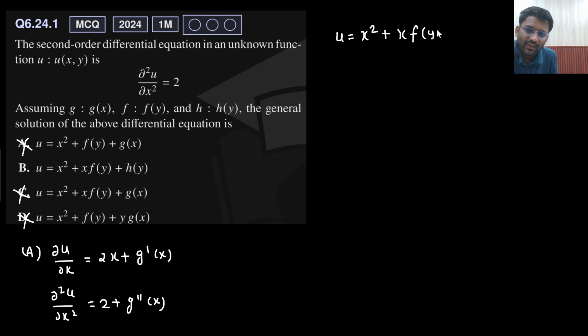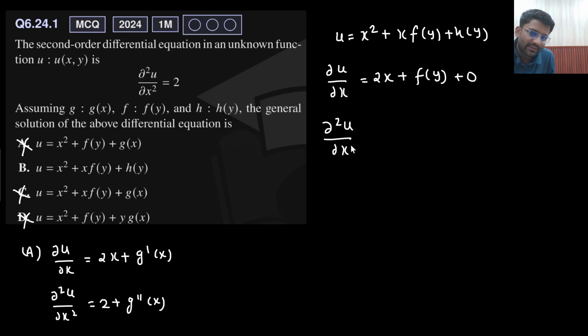x f of y plus h of y. So partial differentiation of u with respect to x will be equal to 2x plus f of y, which will be treated as constant, and partial differentiation of x will be 1. And this will be treated as constant only, so this will be 0. Next time when I differentiate, sir, partial differentiation of 2x will be 2. And what will be the differentiation of a function of y? That will be 0 only. That means yes, you are getting the answer to be 2 only. Option B correct.